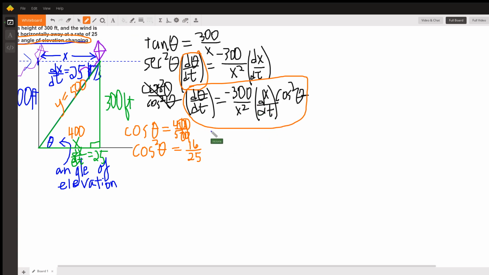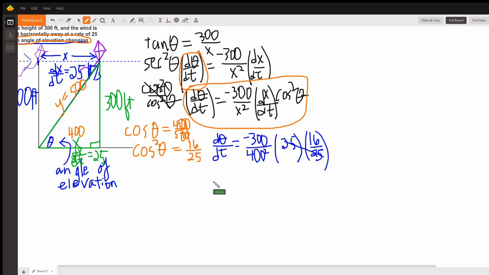So we have that d theta/dt, the rate of change of the angle of elevation, is negative 300 over x, which is 400, so 400 squared. dx/dt they gave us is 25. And the cosine squared of theta is 16 over 25. So these are going to cancel right here. And I can plug the rest of it into my calculator.